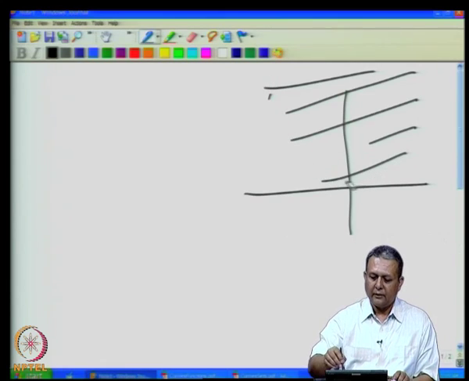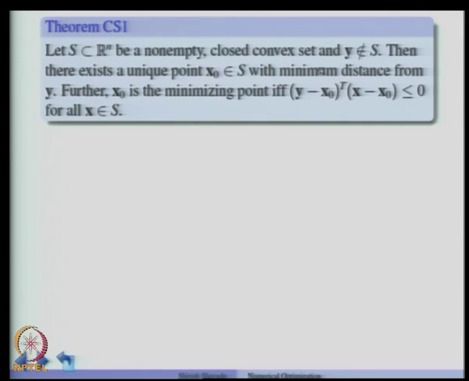Now, in today's class, we are going to look at some of the properties associated with convex sets, which could be used in deriving the optimality conditions of a nonlinear or a linear programming problem. So, let us first look at a theorem. We will call it theorem CS1. Suppose S is a non-empty and closed convex set in Rn.